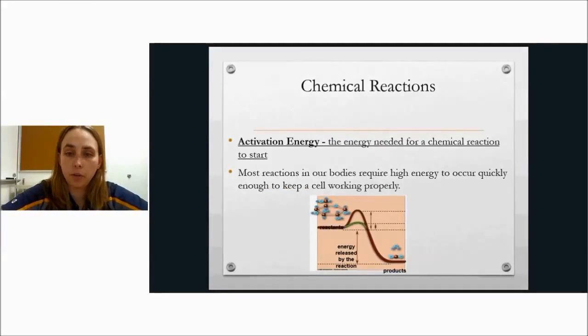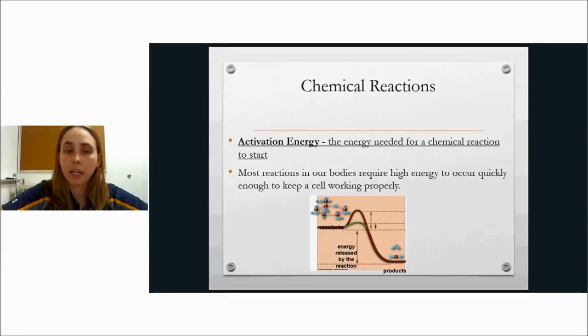All chemical reactions have what is known as an activation energy. This is the energy needed for a chemical reaction to start. Most reactions in our bodies require high energy to occur quickly enough to keep a cell working properly. If you start off with the same reactants here, the activation energy on the red line is very, very high. That's the top of the bump.